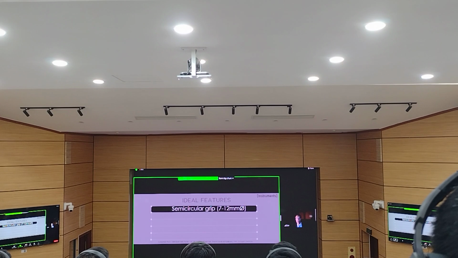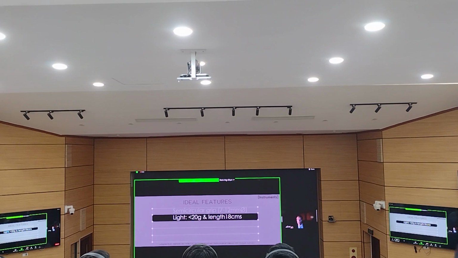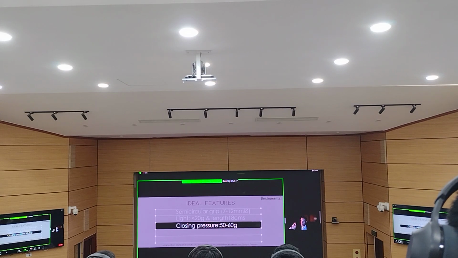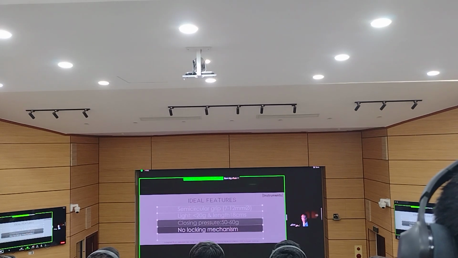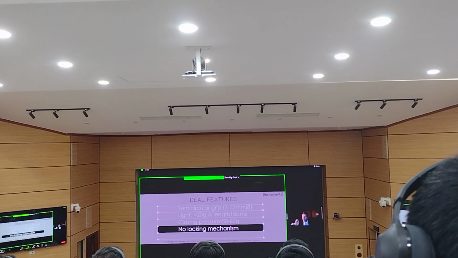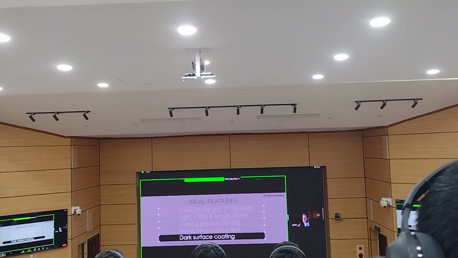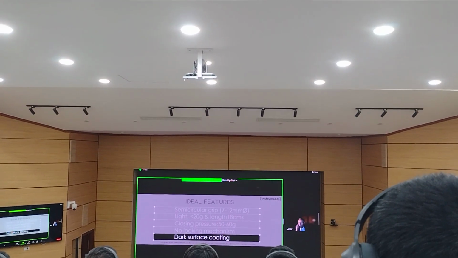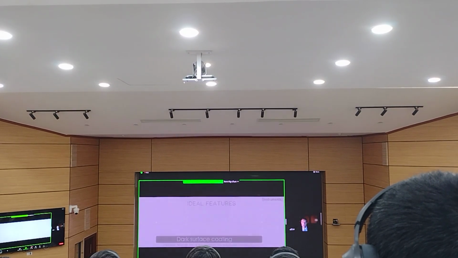But the ideal features in my mind are the following. First, they have to have a semicircular handle. Second, they have to be light. The weight, they cannot be too heavy. They have to be easy for us to close and approximate so we don't develop fatigue and we don't develop tremor in our hands. Ideally, avoid locking mechanisms that are going to prevent us from controlling the needle release at will. And ideally, we want them to be dark, to have a dark surface coating to avoid glaring and to avoid light reflection that is going to cause ocular fatigue of our eyes.